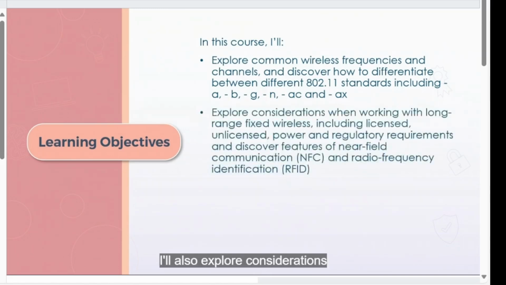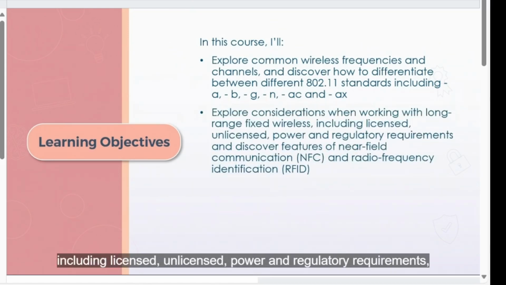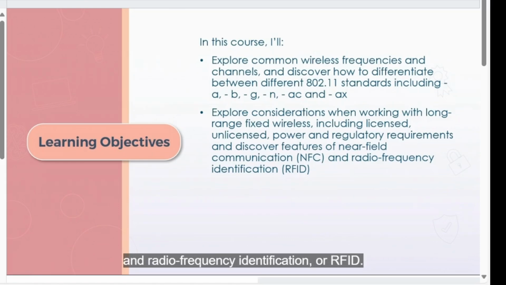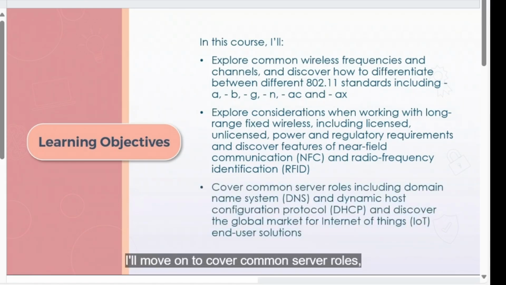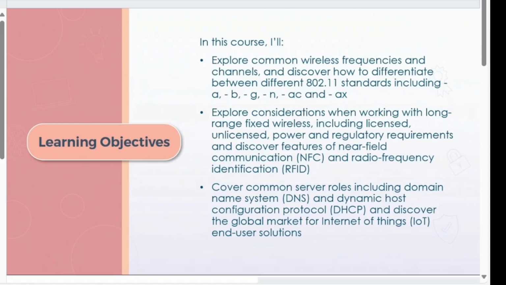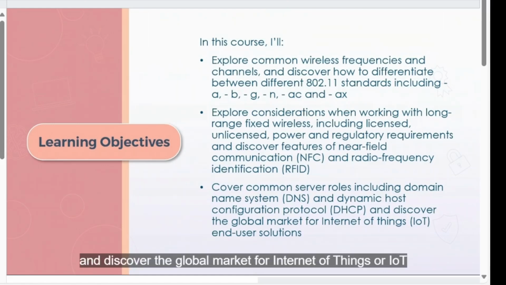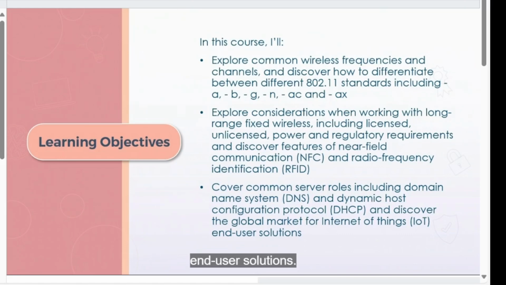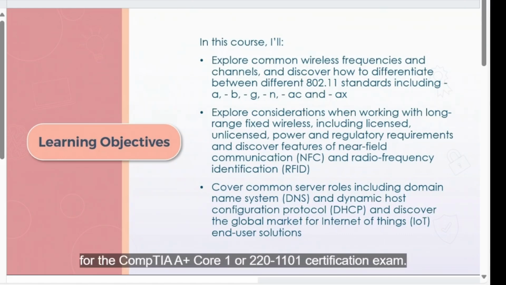I'll also explore considerations when working with long-range fixed wireless, including licensed, unlicensed, power and regulatory requirements, and discover features of near-field communication, or NFC, and radio frequency identification, or RFID. I'll move on to cover common server roles, including Domain Name System, or DNS, and Dynamic Host Configuration Protocol, or DHCP, and discover the global market for Internet of Things, or IoT, end-user solutions. This course will help to prepare learners for the CompTIA A+ Core 1, or 220-1101 certification exam.